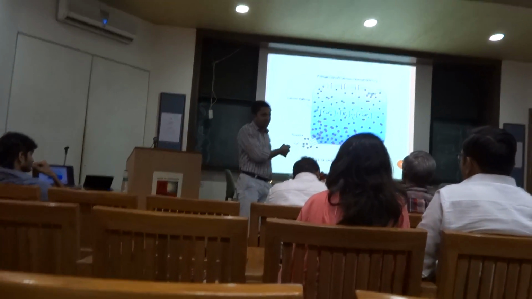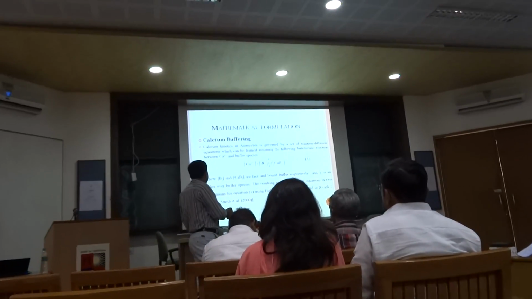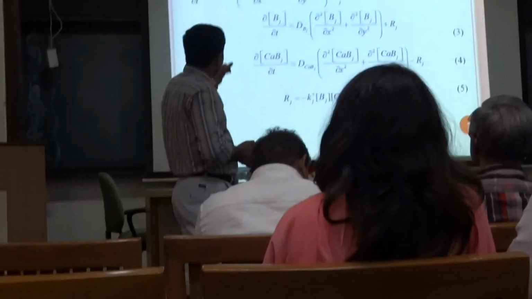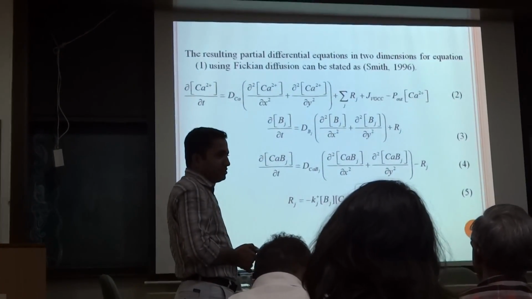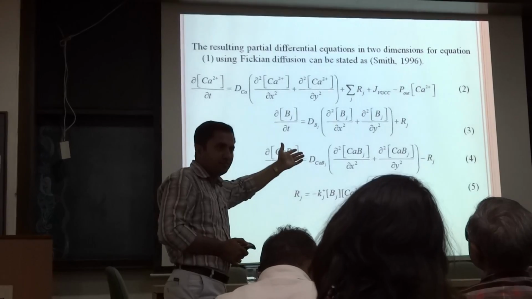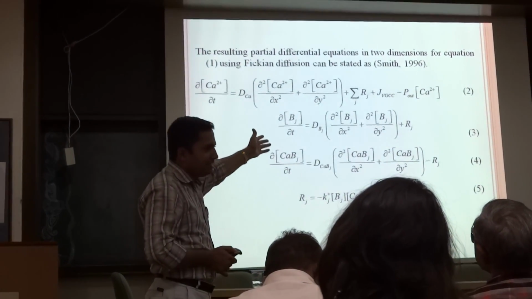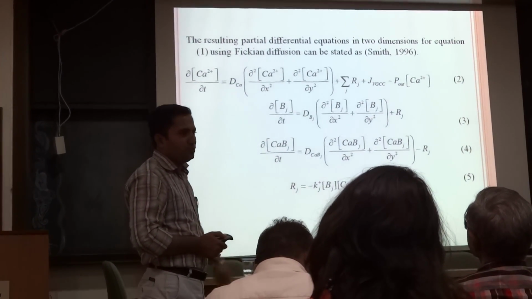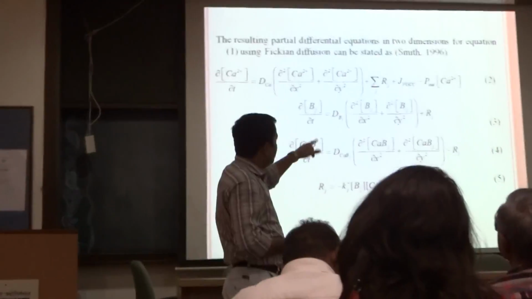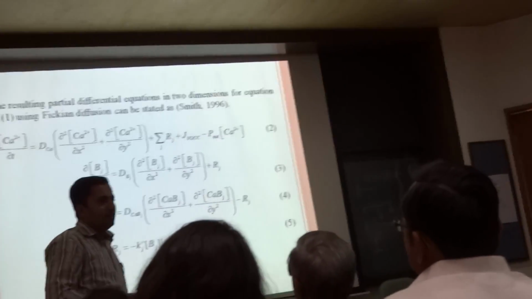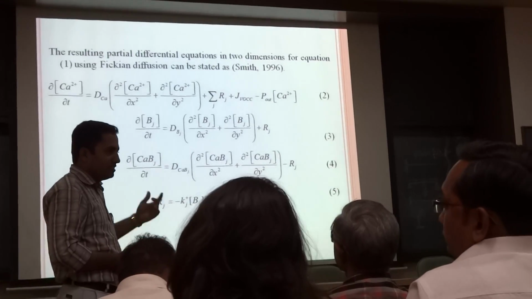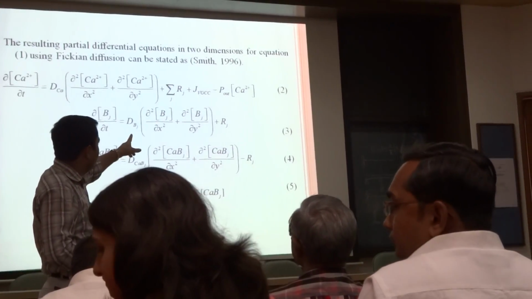We formulate the differential equation in two dimensions, in x and y directions. Here we see the rate of change in the calcium concentration. It depends on the diffusion of the calcium concentration, and R is a reaction term which is due to the calcium buffering. Another is JVGCC, the calcium entering into the cytosol and increasing the calcium concentration. That's why it is taken plus.